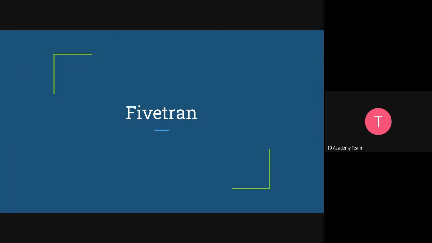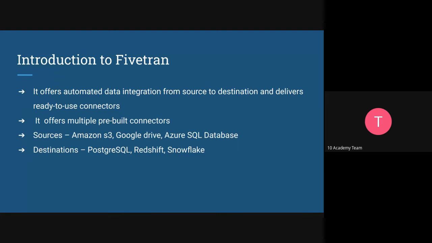Fivetran, as I said earlier, will perform the extract and the load part of an ELT pipeline. So you will first need to extract data from different sources, and Fivetran can extract data from multiple sources. It has lots of source connectors as well as destination connectors, so that it can extract data from many sources and load it to your desired destination. So it offers automated data integration from source to destination and delivers ready-to-use connectors. And this is a no-code solution for a data engineering pipeline implementation.